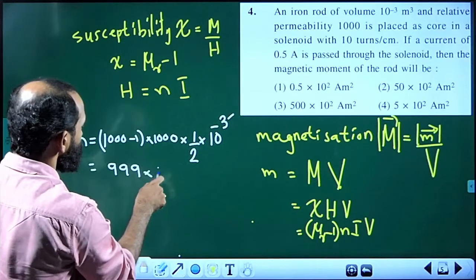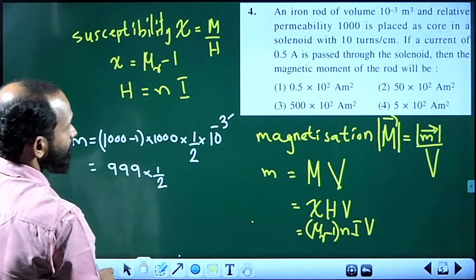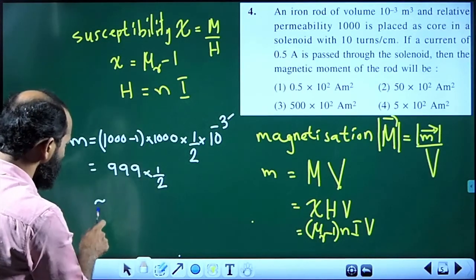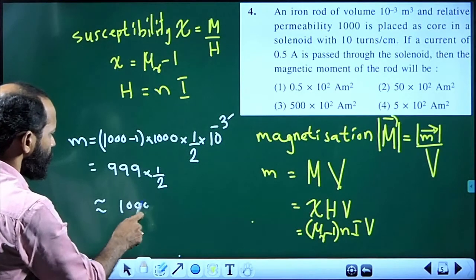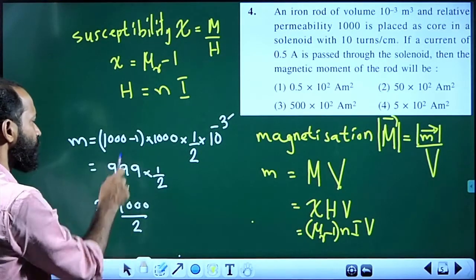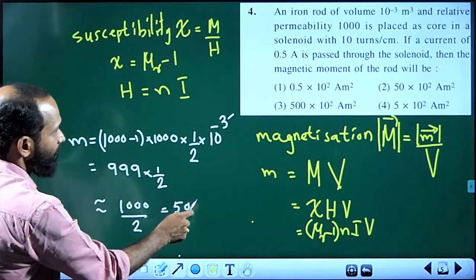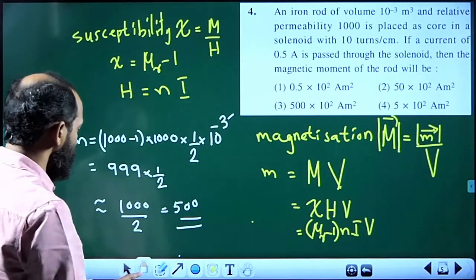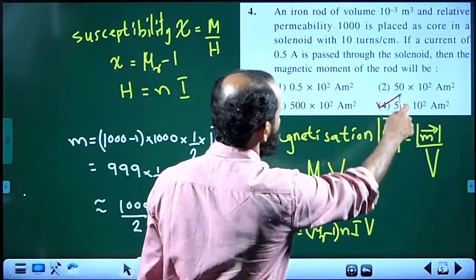Now this becomes 1 by 2. Okay, that can be nearly 1000 by 2. You neglect that minus 1 there, that is 500. So 500 is the correct answer. So option D is the correct answer.